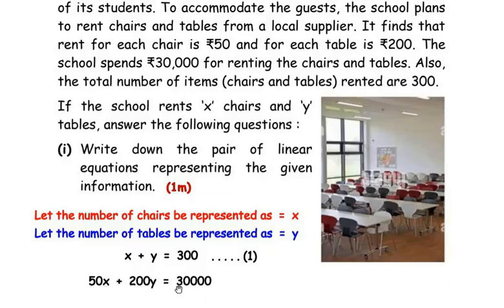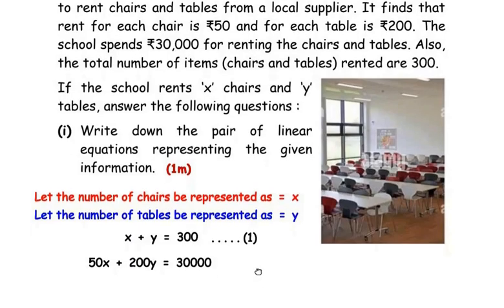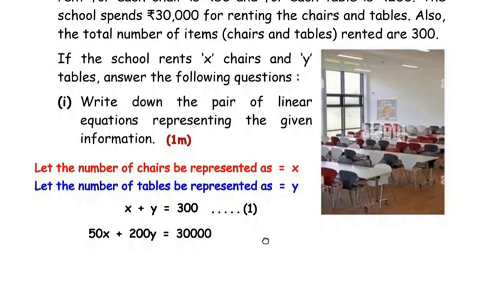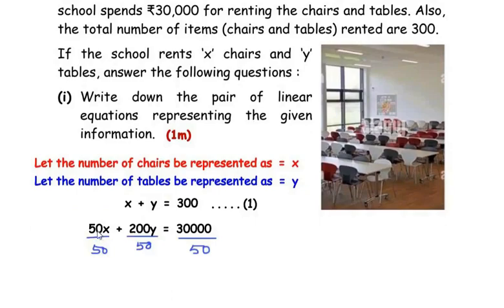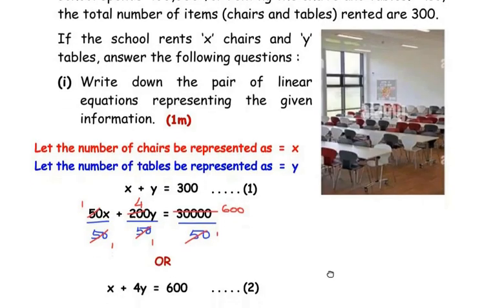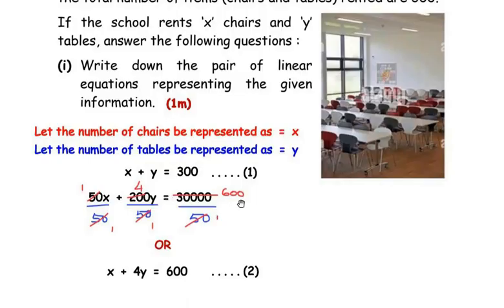Now all the terms from this equation are divisible by 50. So we are going to divide each term by 50. So here 50 divides itself, that is 50 one times is 50 and 50 one times is 50. Now 50 divides 200, that is 50 one times is 50 and 50 four times is 200. And 50 divides 30,000, that is 50 one times is 50 and 50 six hundred times is 30,000. So the simplified equation is going to be X plus 4Y is equal to 600. So let us consider this as equation 2.